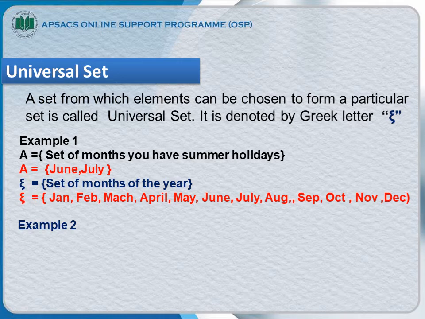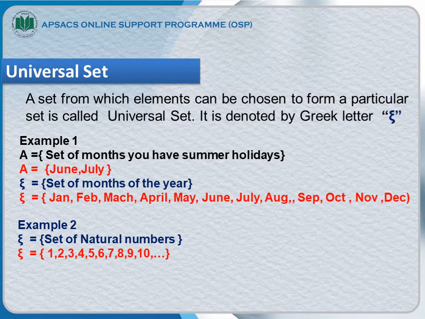So we will take another example. Example number 2. We have the universal set, the set of natural numbers. Natural numbers start from 1, 2, and so on. Now we have a set B, the set of even numbers. Even numbers are divisible by 2. So in the universal set, we have even numbers 2, 4, 6, 8, and so on. So set B is chosen from the universal set. B is also a subset of the universal set.